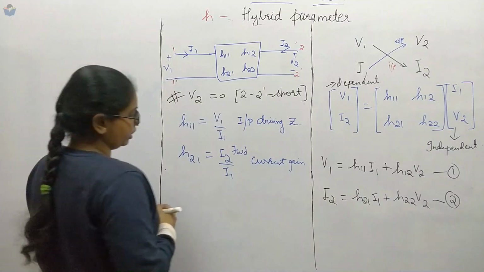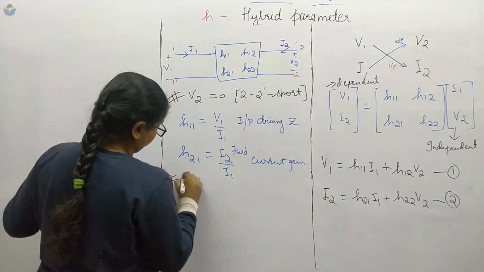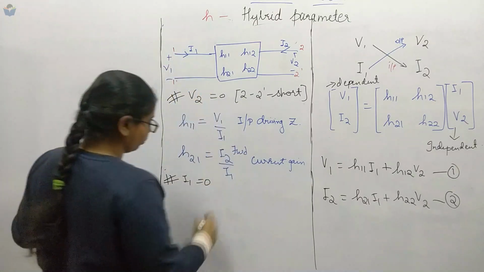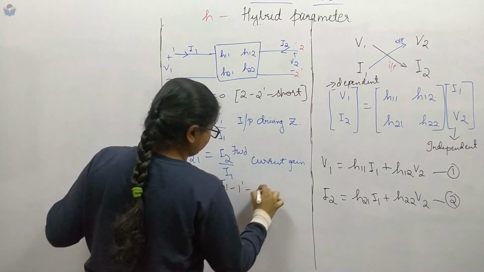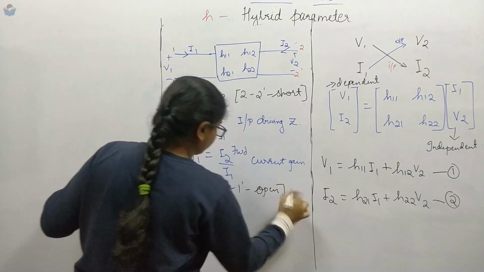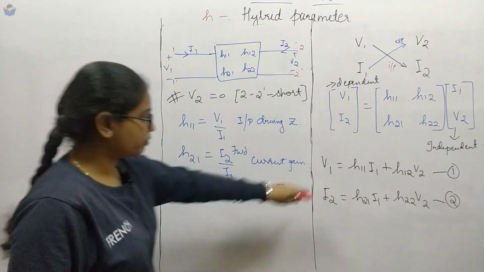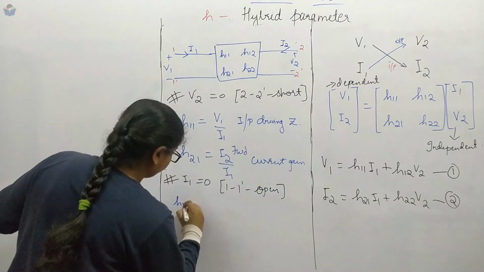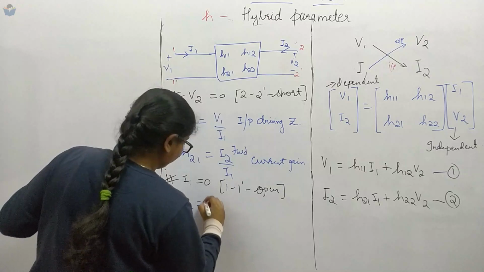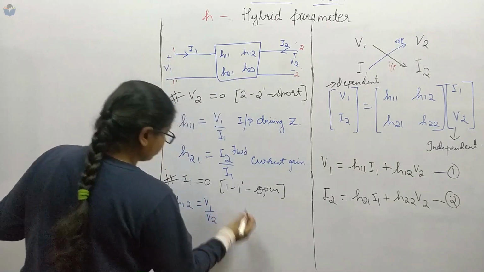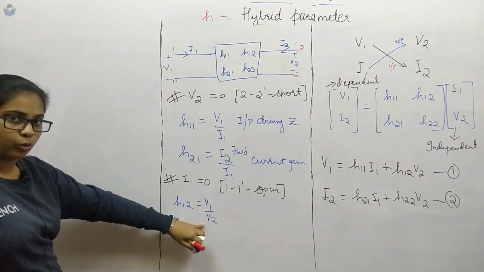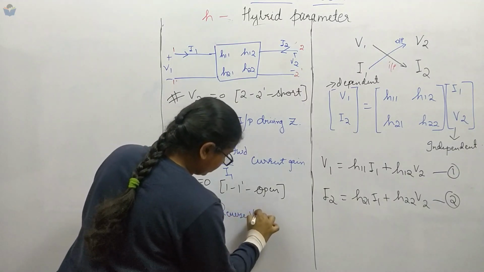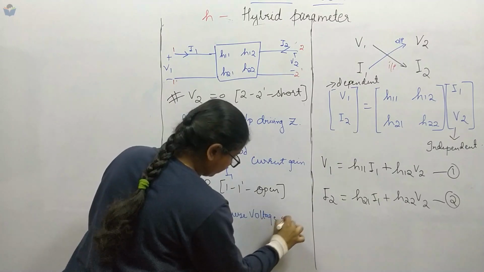So now we will make I1 equal to 0. So what does it mean, I1 equal to 0? It means 1 dash is open. 1 dash terminal is open. Okay, so now we will analyze this parameter from equation 1. I1 is 0, so what parameter we will get? H12. So H12 is nothing but V1 upon V2. So now if you see here, it is input upon output gain. So it is nothing but reverse voltage gain.